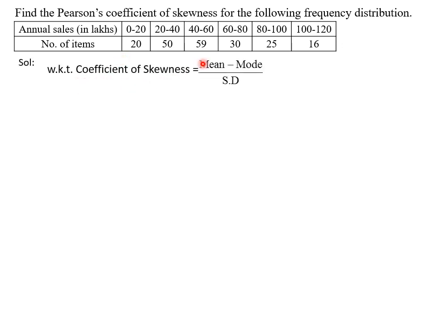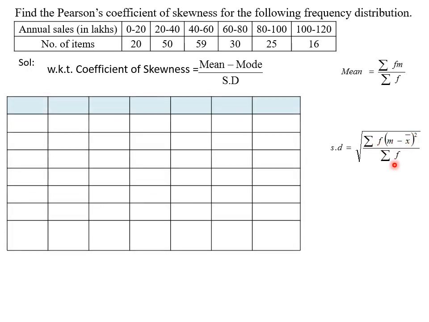Coefficient of skewness, we know, is mean minus mode divided by standard deviation. Then write the formula to calculate mean for the continuous case. Mean is equal to summation fm divided by sum of f. Standard deviation is equal to square root of summation f into m minus x bar whole square divided by sum of f. So using this we can calculate the tabular column.